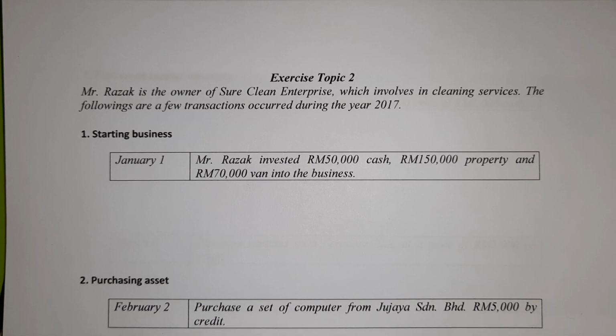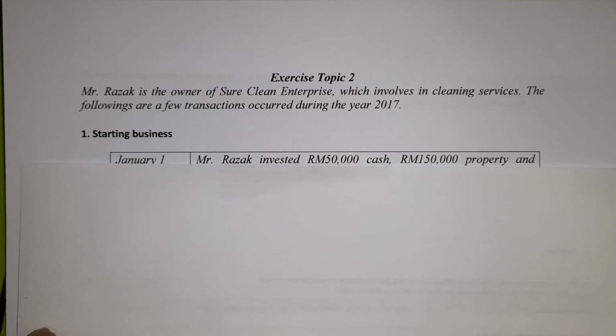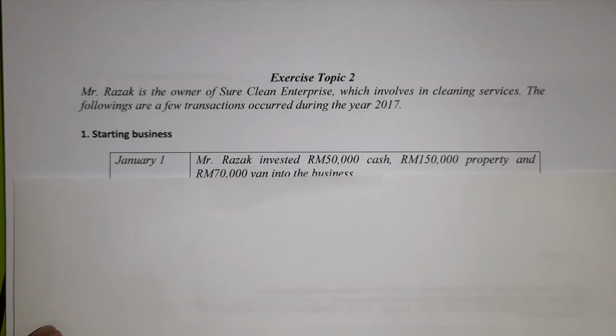And then at the end, the question asks you to prepare or to show the effect of each transaction on the accounting equation, and then you have to show the general journal entry for each business transaction. Okay, so let's see how to answer this question. So this is the question, and the question asks you to show the effect of the transaction on the accounting equation.